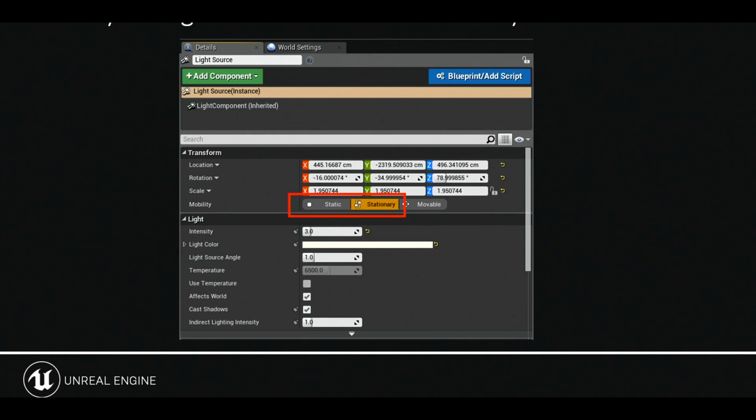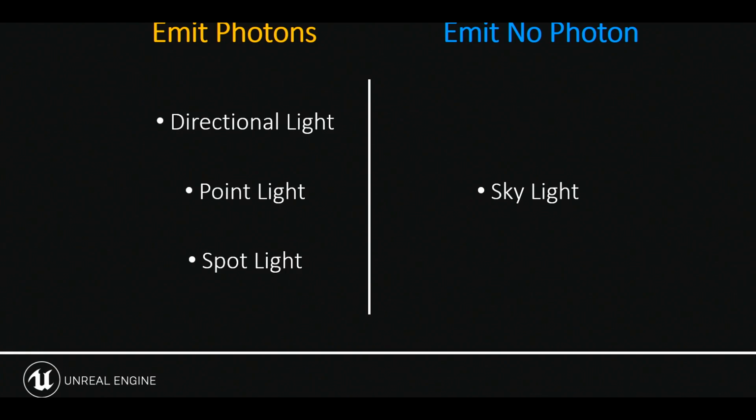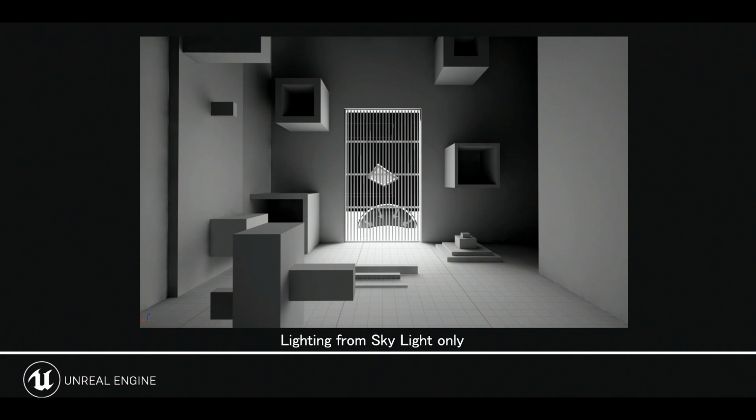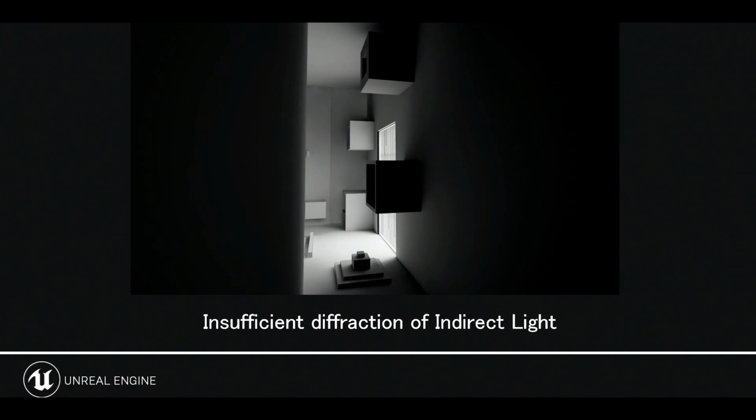Lighting types. When you are baking the lighting, only two types of light are baked: the static and the stationary ones. One thing to know is that the directional light, the point light, and the spotlight are the only ones that emit photons for now. The skylight doesn't emit photons. So what does that mean? Because it doesn't emit photons, there's only one bounce. For example, for this part, we should actually have a lot more light coming into the dark area. But because we only evaluate one bounce on the skylight, it stays really dark.